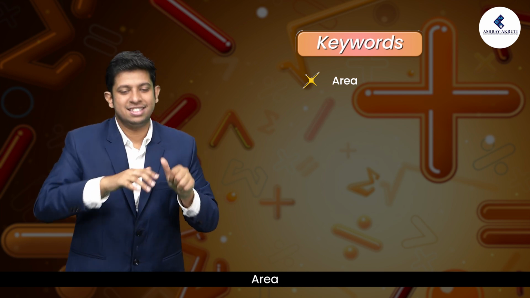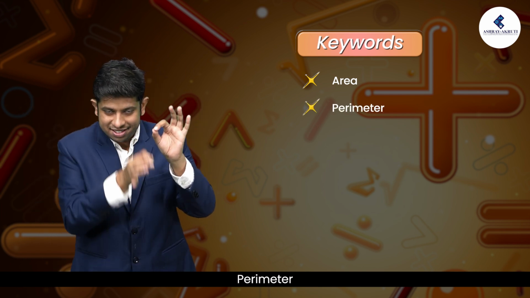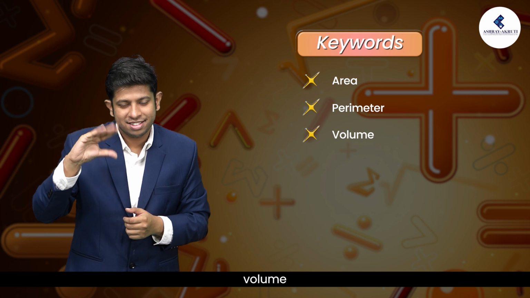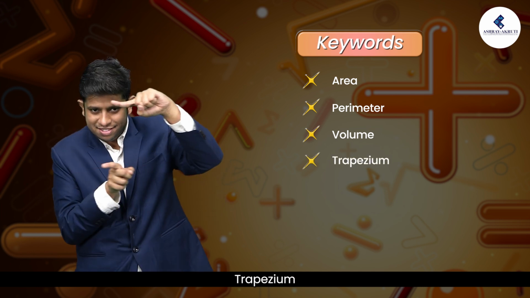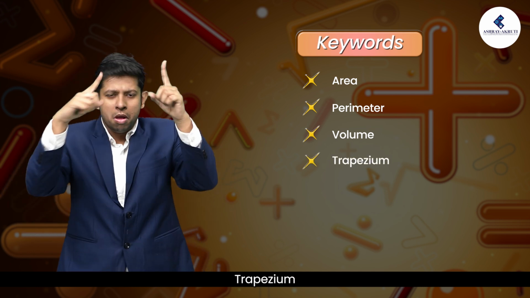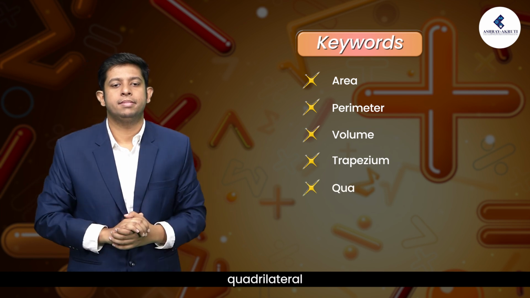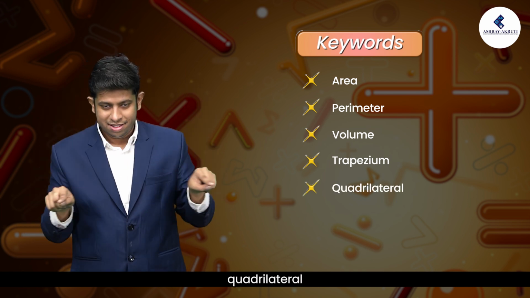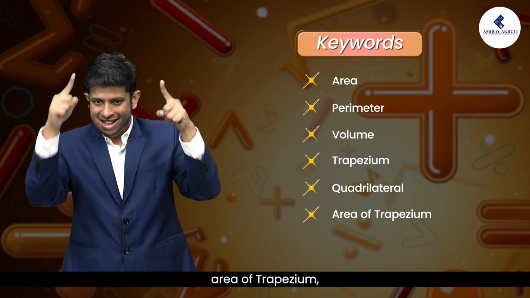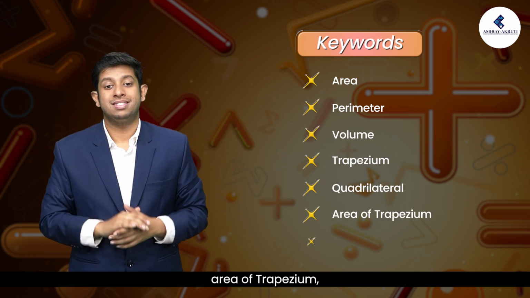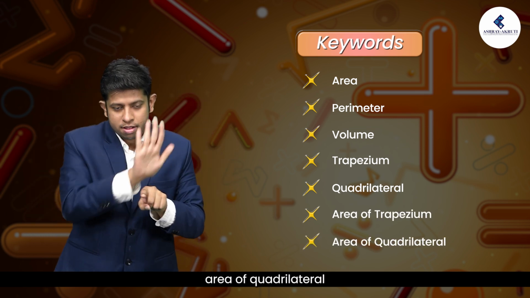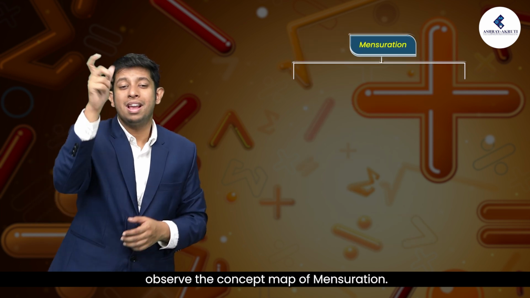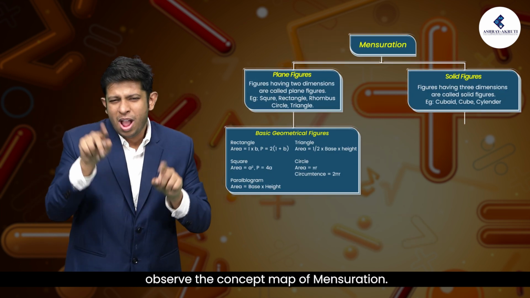Keywords from this lesson are area, perimeter, volume, trapezium, quadrilateral, area of trapezium, area of quadrilateral. Let's observe the concept map of mensuration.